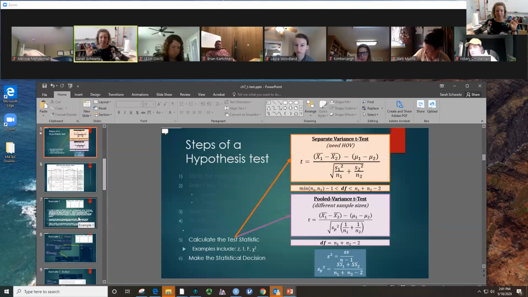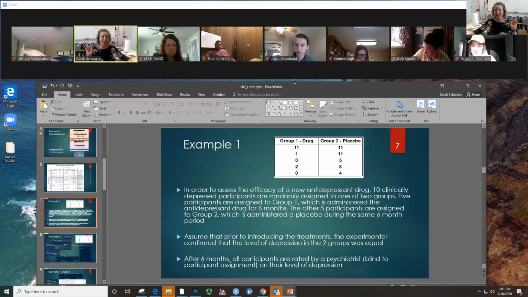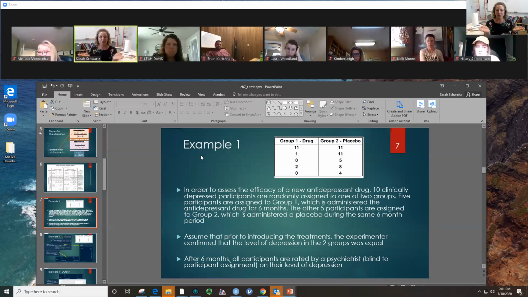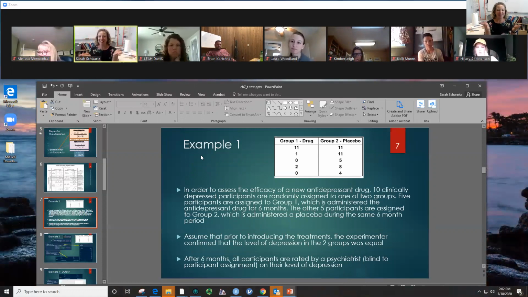Let's do an example, because we need examples, right? We all love examples, okay? So this is an experiment. When we say experiment, what do we know? Who decided who went in which group? Who is responsible for that? If it's an experiment, it was the researcher. So the researcher has somehow, hopefully randomly, assigned the participants into a drug group and a placebo group.